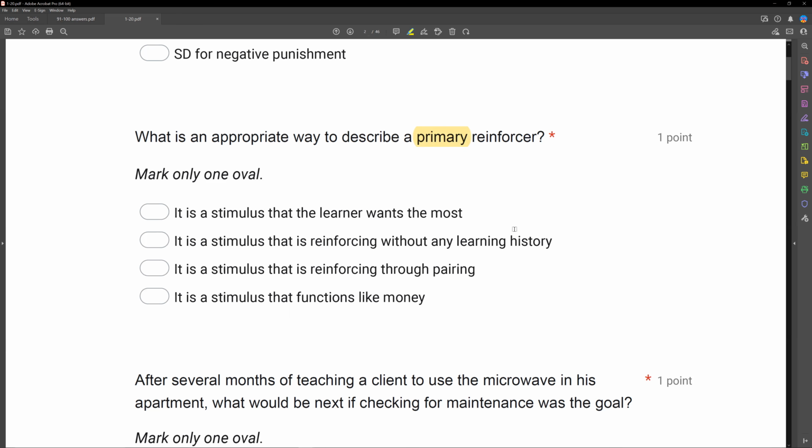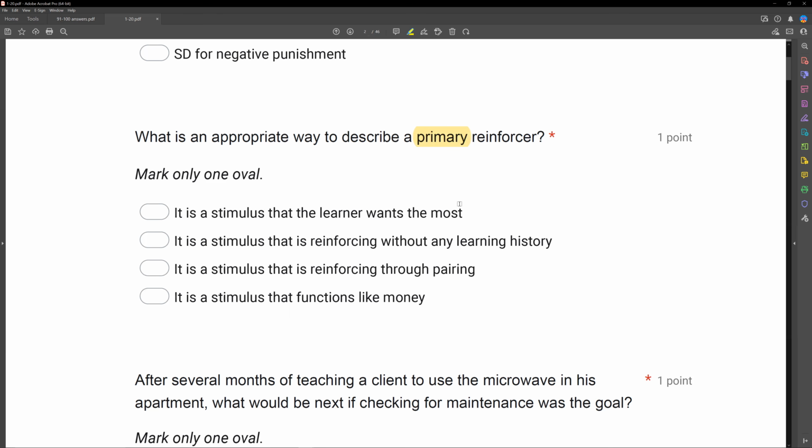Good. And that is really what it comes down to. Primary reinforcers do not require any learning history. They don't require any pairing to function as reinforcement. Read all of your answer choices. That's our golden rule. C, it is a stimulus that is reinforcing through pairing. This one is for secondary and conditioned reinforcement. When we pair neutral stimuli with primary or unconditioned stimuli, we get secondary and conditioned stimuli. That's a little higher level, but pairing is what creates new conditioned reinforcement.